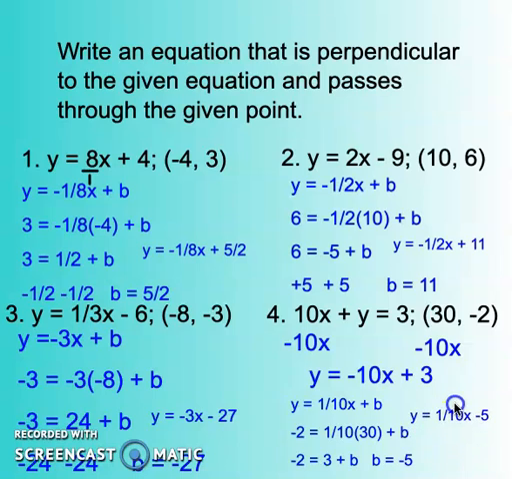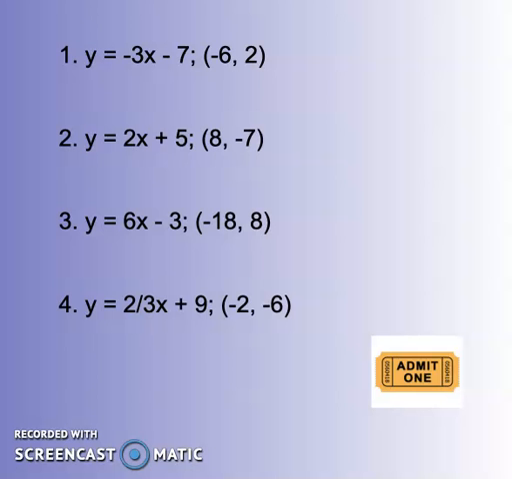Nice job, guys. A lot of work, I know. Hang in there. You can do this one. I know you can. At this time, will you please try those 4 problems? Remember, you're always trying to find opposite slope, so opposite sign and reciprocal. Then you plug in the 2 for y and the negative 6 for x and solve for b.